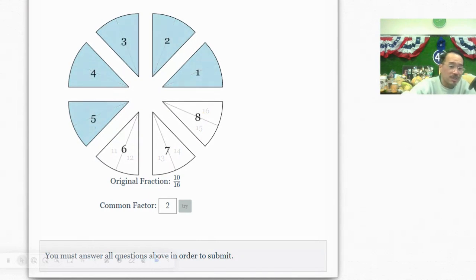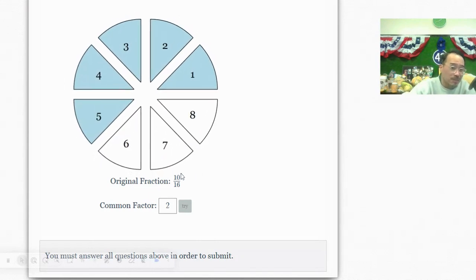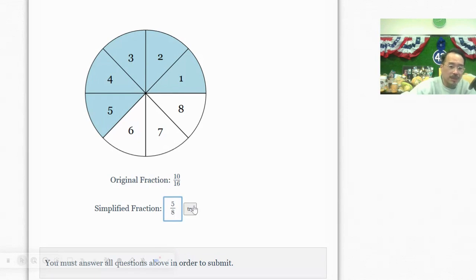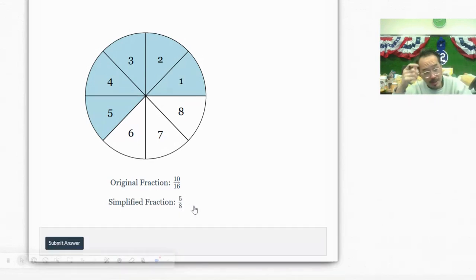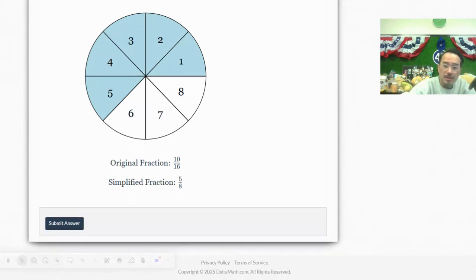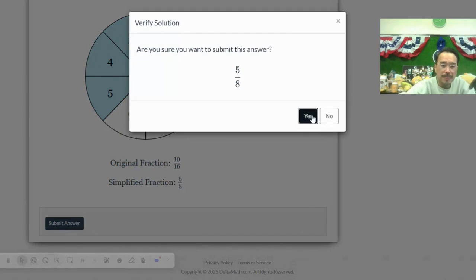So now you're dividing everything by 2, by everything I mean the numerator and the denominator. And so what's the new fraction? Well, out of the 8 parts, how many of them are shaded? 5, so it will be 5 out of 8, like that. Okay? And I think that's it. Okay, this computer's a little glitchy right now. There we go.